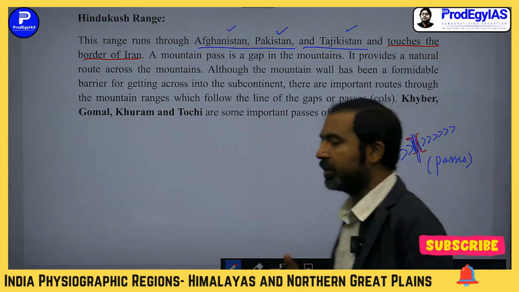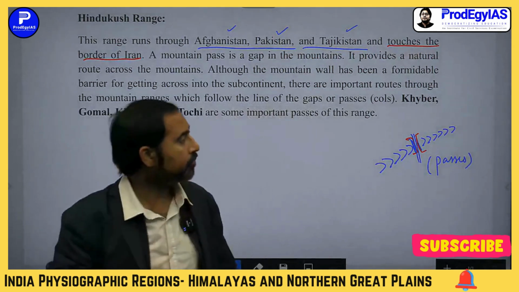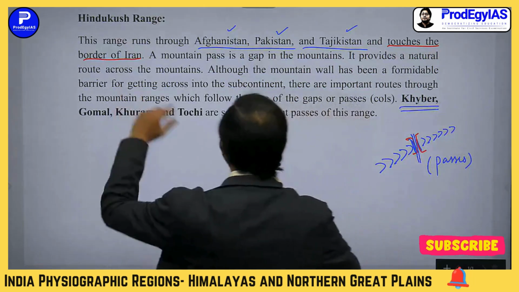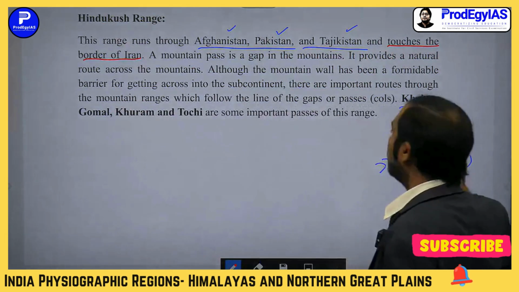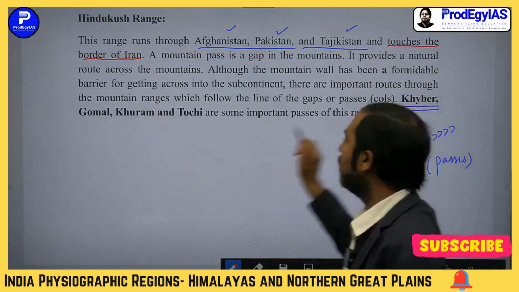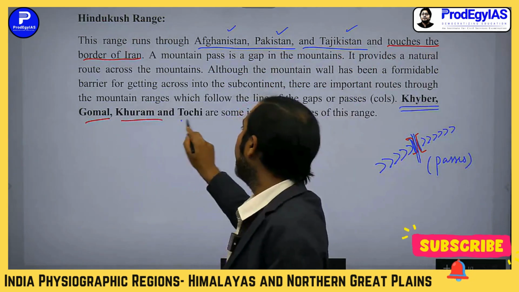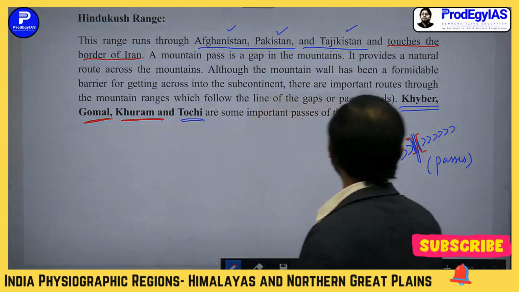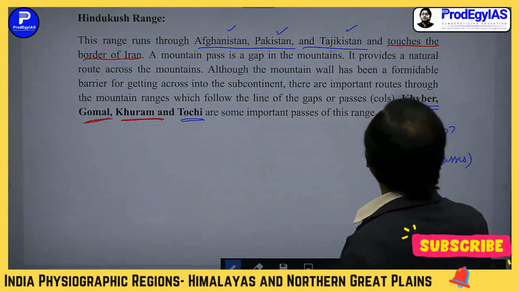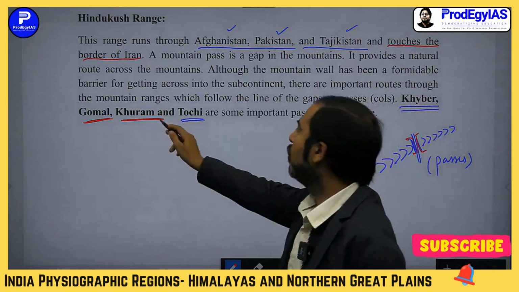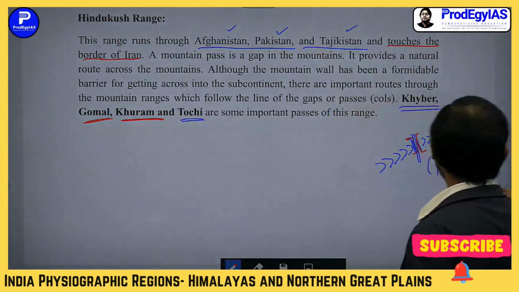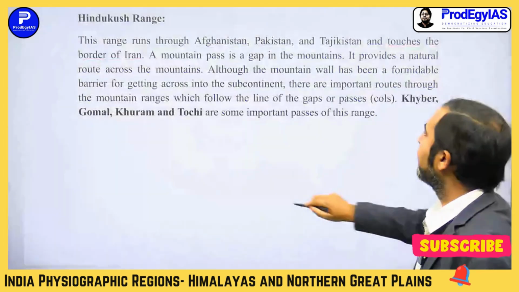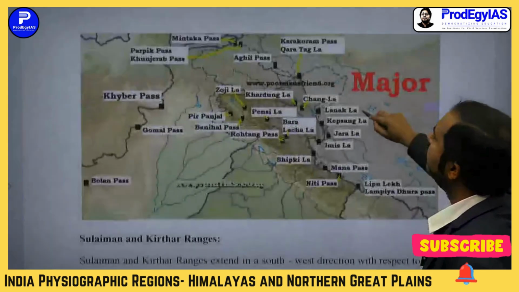They are called darre in Hindi. Khyber Pass is a famous, very important mountain pass in this mountain range. So where is Khyber Pass? It is in Hindu Kush. Khyber, Gomal, Khurram, and Tochi. All these four passes are important for your exam. Khyber, Gomal, Khurram, and Tochi passes, right? See them in this map.